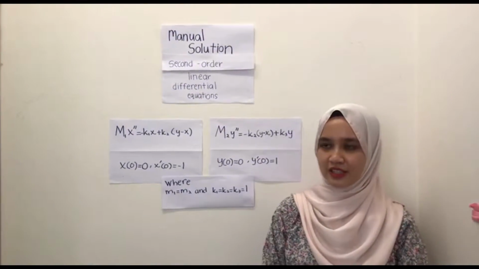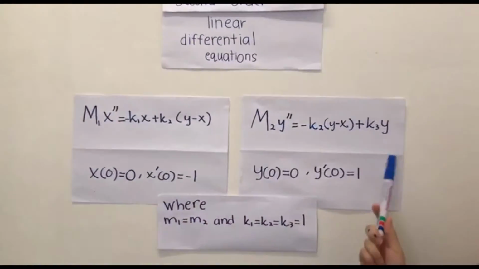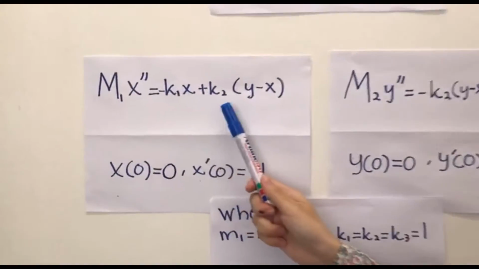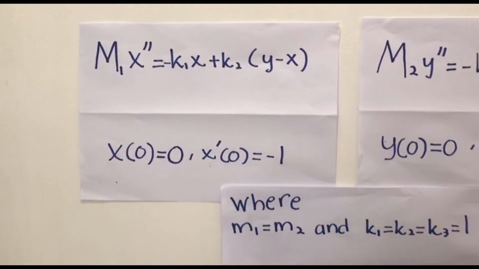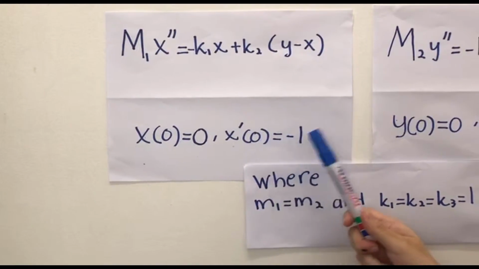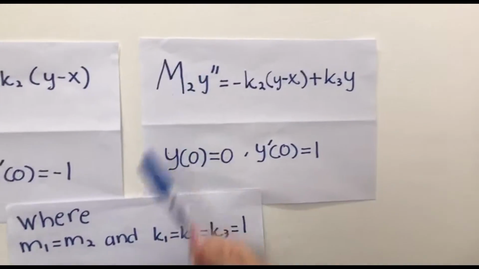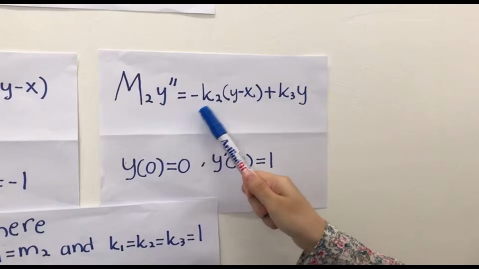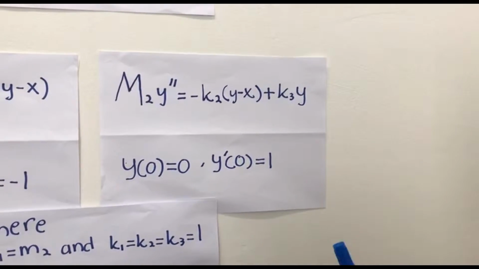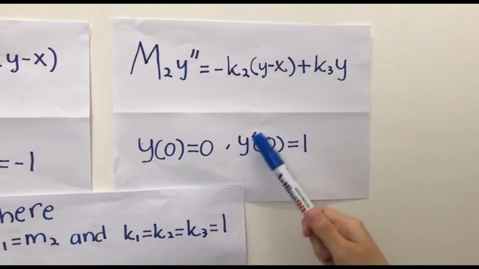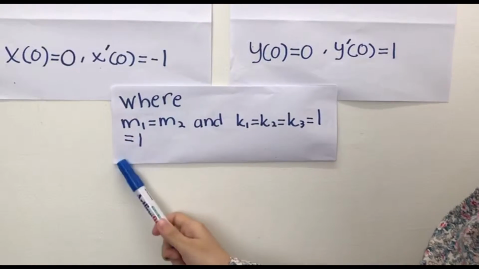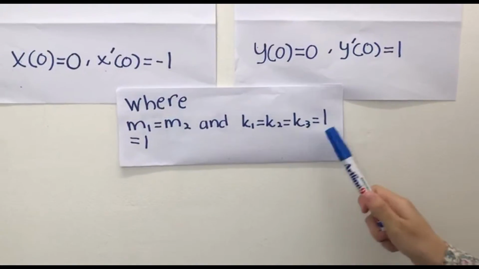Manual solution to solve this system. So we have 2 linear differential equations. The first one is m1 x double prime equals negative k1 x plus k2 multiplied by (y minus x), with initial conditions x(0) equals 0, x prime(0) equals negative 1. For the second equation, we have m2 y double prime equals negative k2 multiplied by (y minus x) plus k3 y, with initial conditions y(0) equals 0, y prime(0) equals 1, where the constants m1, m2 equal 1 and k1, k2, k3 equal 1.